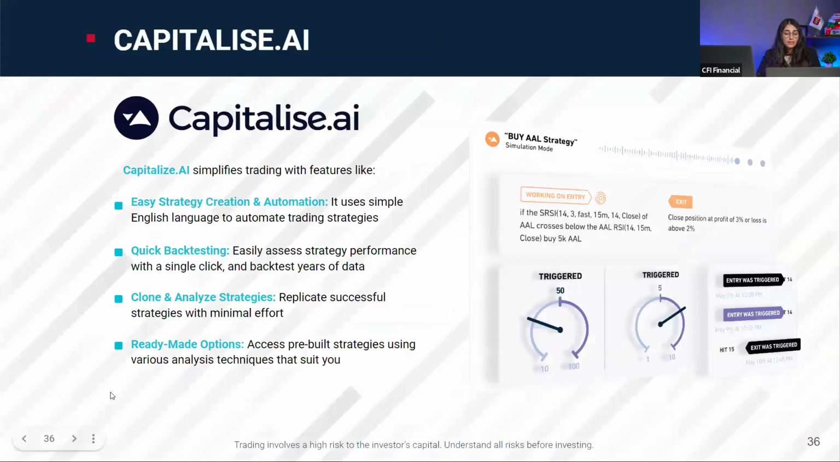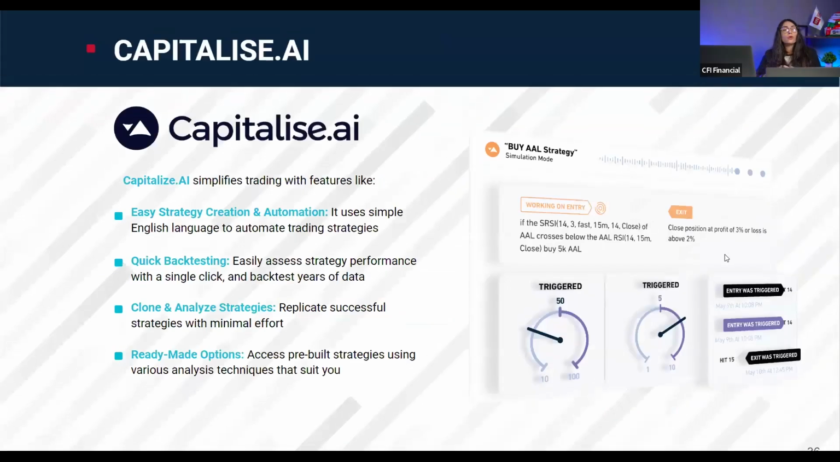We have something called capitalize.ai. If we were to go back 5-6 years before, if you wanted to automate anything that had to do with your trading, it would take months, sometimes even a year, to be able to do it. However, now with capitalize.ai, you are able to use artificial intelligence to automate trading by just typing in a sentence in English, telling it what you want it to do, and you connect it to your trading account, and it will be executed. For further information, you can check with your relationship manager.